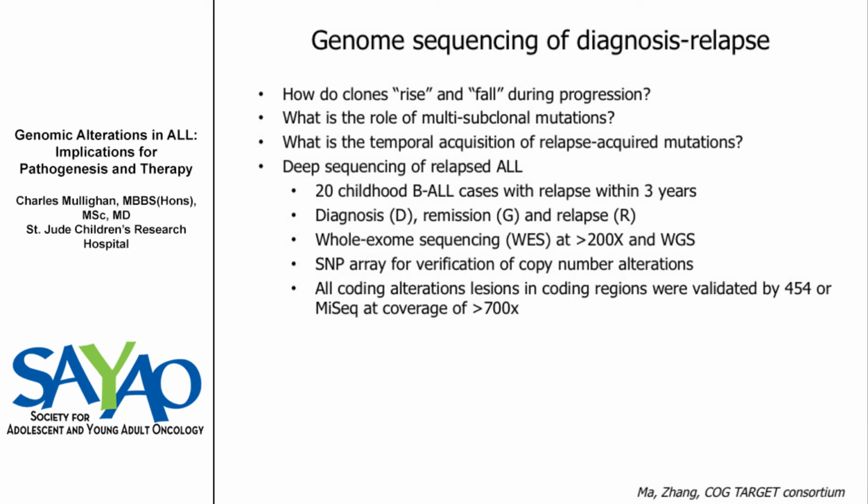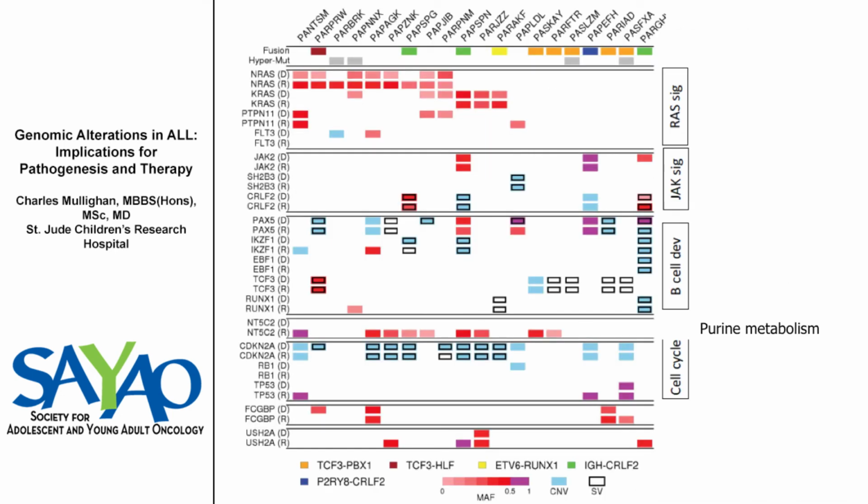So in a pilot study with the COG, 20 cases were subjected to relatively deep sequencing, not ultra-deep sequencing, but relatively deep exome sequencing. The majority of cases also had whole genome sequencing, as well as SNP array analysis for copy number alterations. And importantly, all of the mutations were then revalidated by taking all putative sites of mutation and then sequencing quite deeply with an orthogonal approach at each time point.